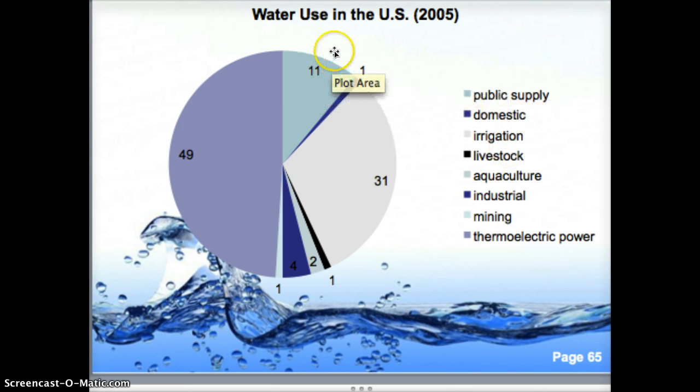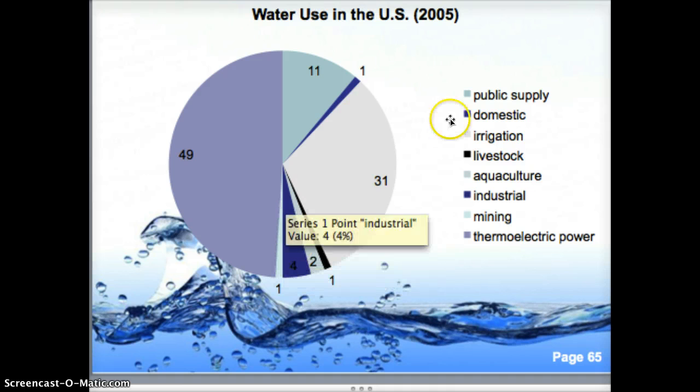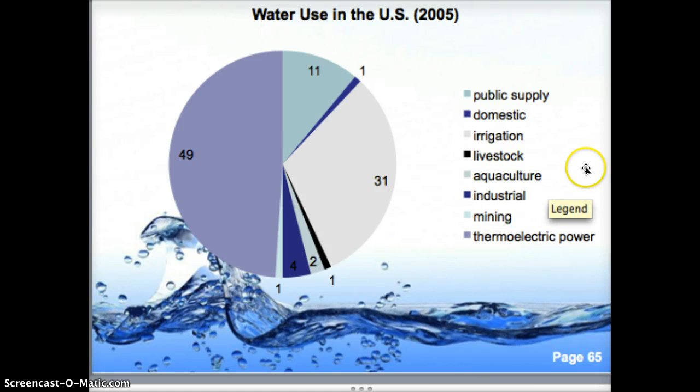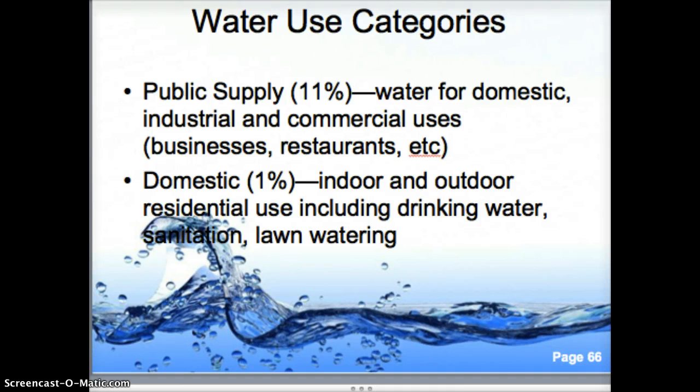If you start at the top of the graph with the section labeled 11, that corresponds over here with where it says public supply, and then goes clockwise down this list. So you see that we currently use 11% of our water with public supply, domestic, a large percentage, 31% irrigation, smaller percentages for aquaculture, industry, and mining, and the biggest share of our water use in the U.S. goes towards thermoelectric power. If you're wondering what public supply means, that means water that is supplied by a company or a municipality for what are considered domestic, industrial, and commercial uses.